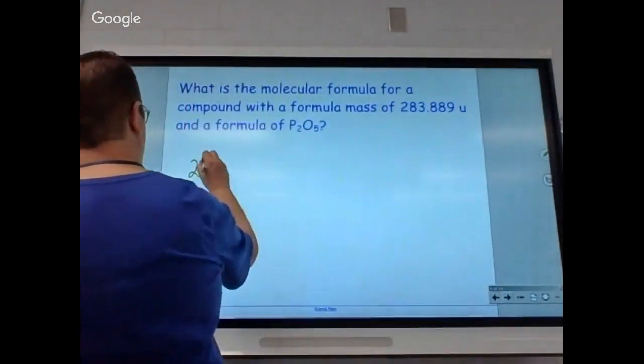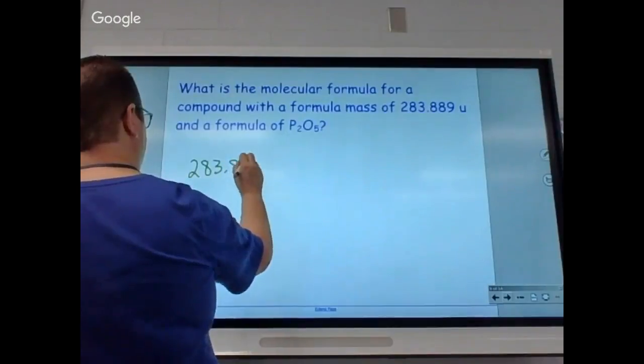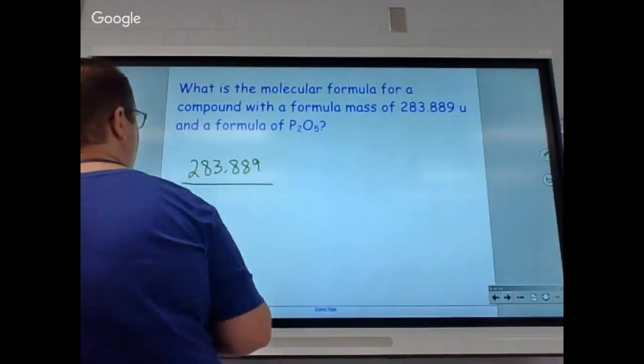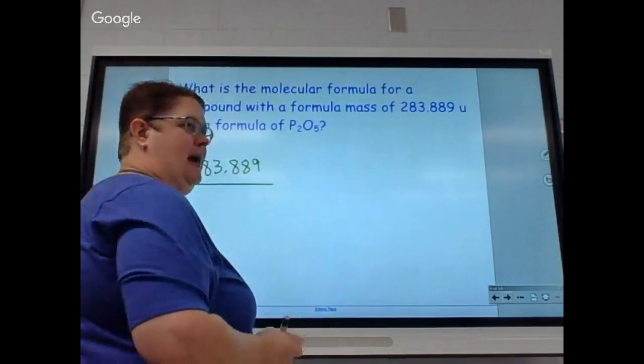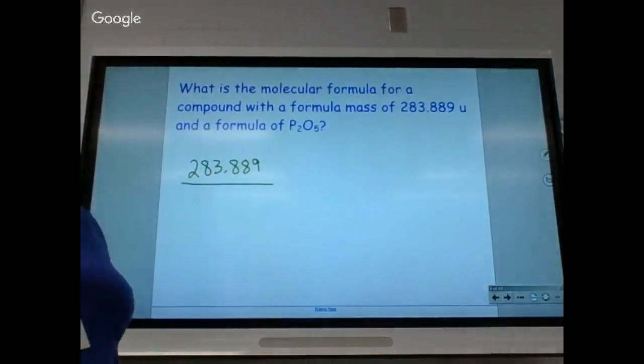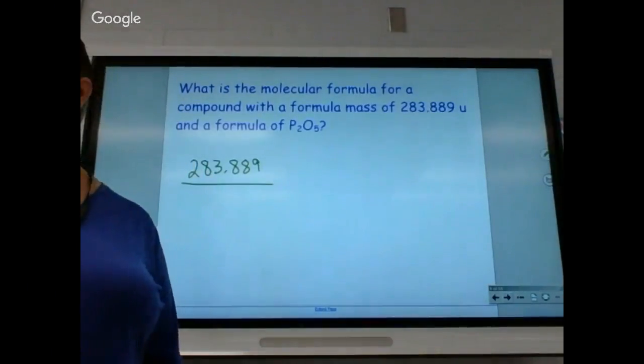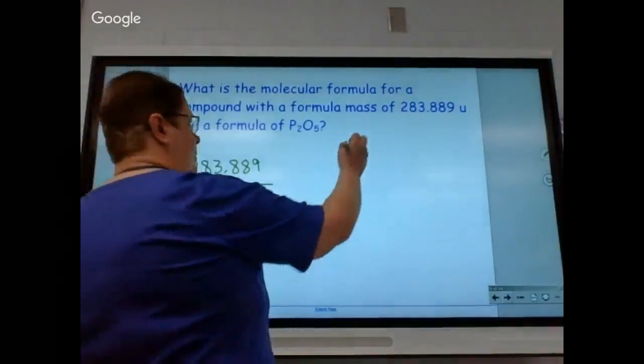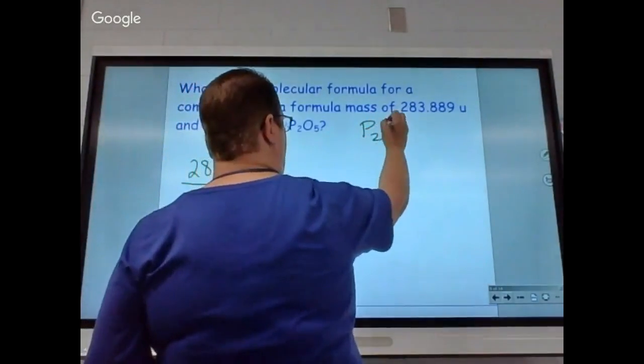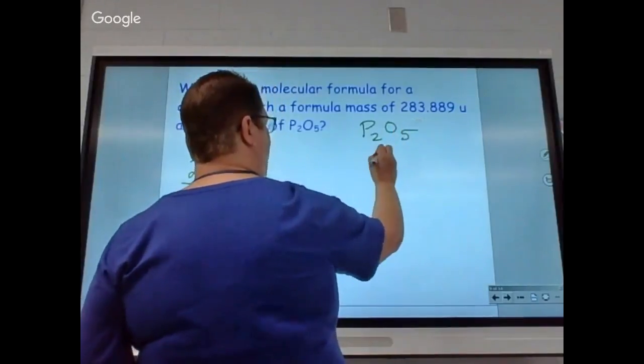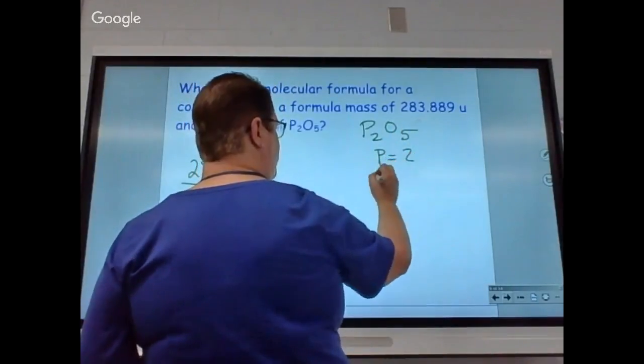283.889. We have to divide it by the empirical formula's mass, the one we add up. What's the only thing we have that we can add up? The P2O5, right? So we're going to take P2O5 and add it up. How many P's do I have? How many O's do I have?